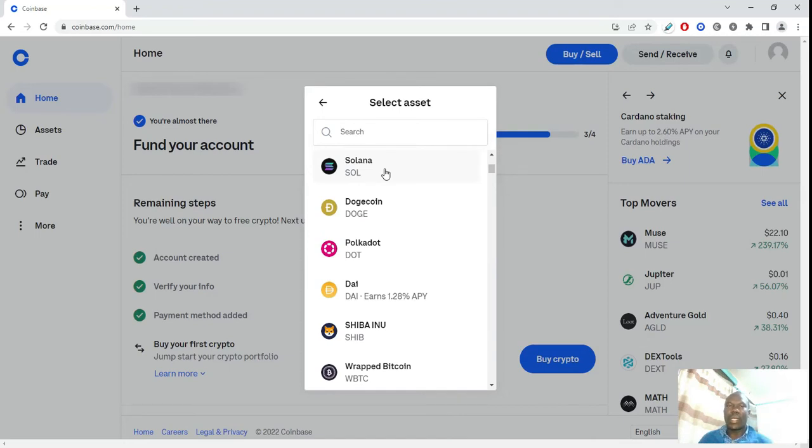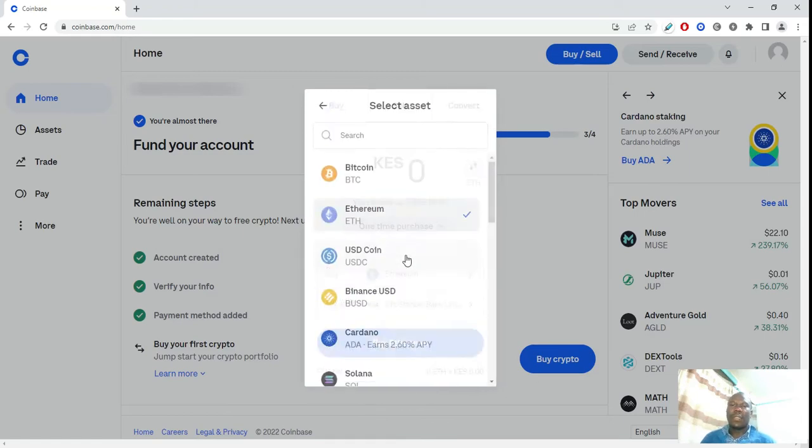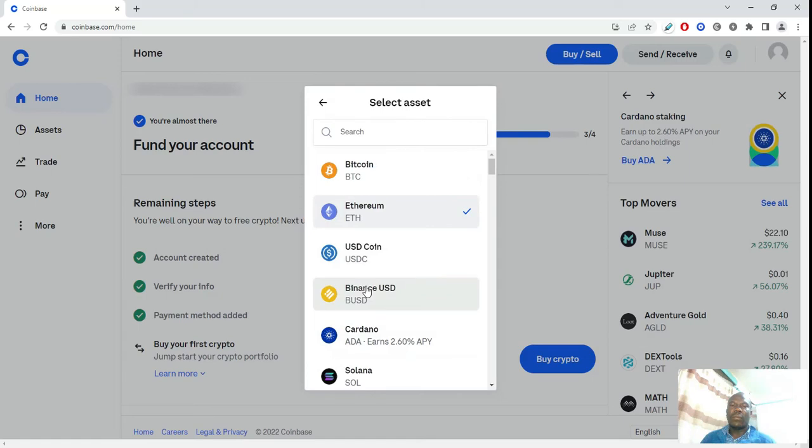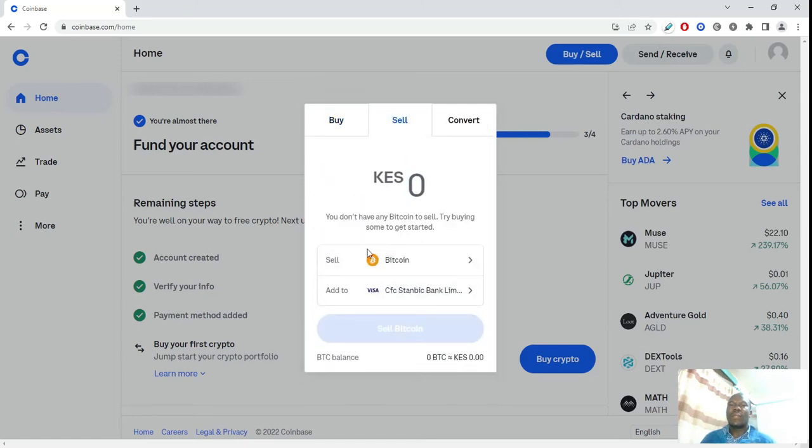Sometimes you want to buy and hold it, or sometimes you want to buy and take it to another exchange in order to trade it, or use it to buy what you want to buy with. So when you choose Ethereum, the button here will say Buy Ethereum, and if it's BUSD, Buy Binance USD, and the same as selling.